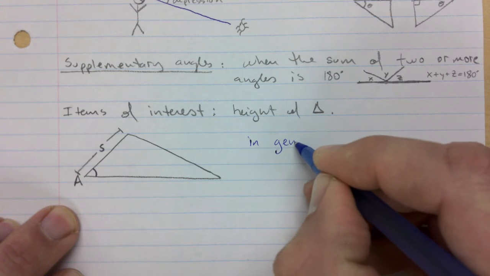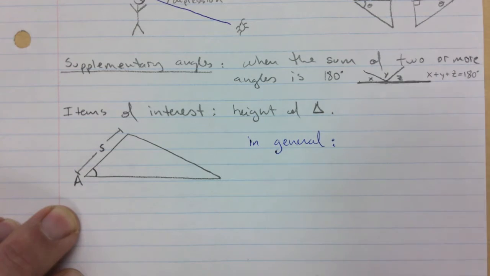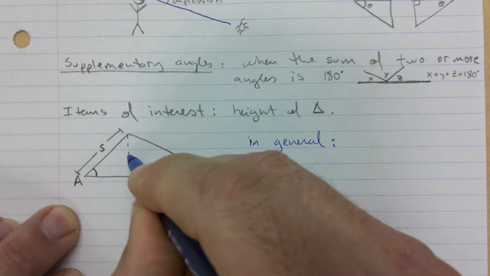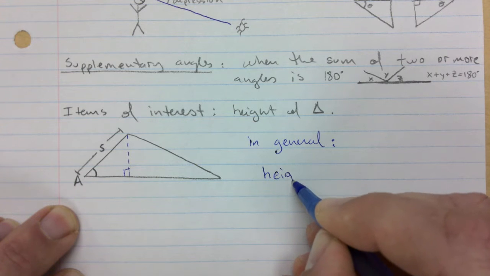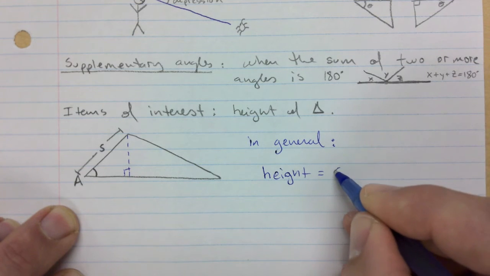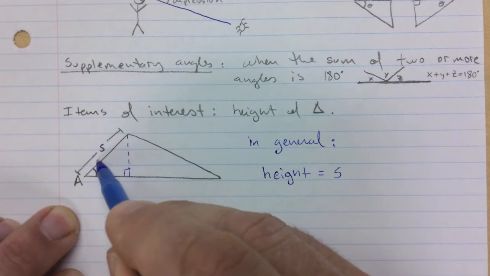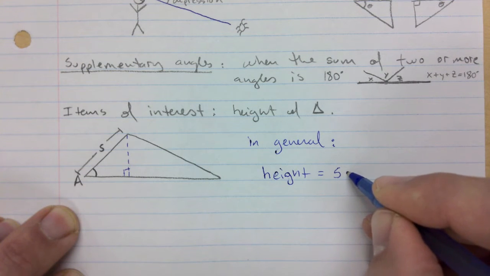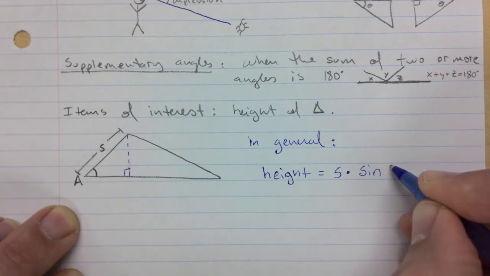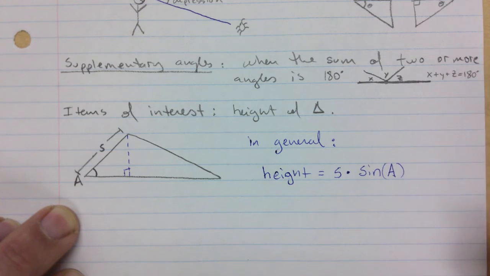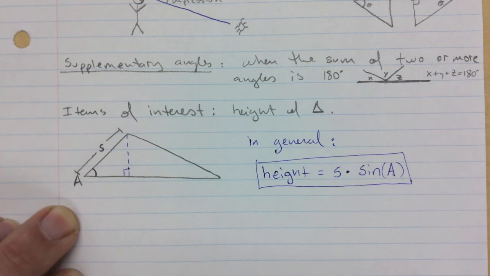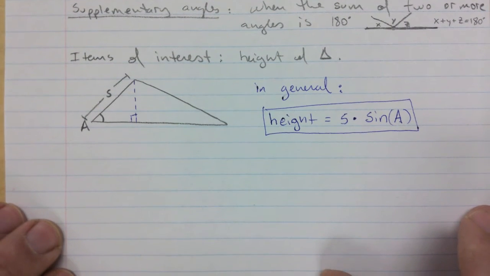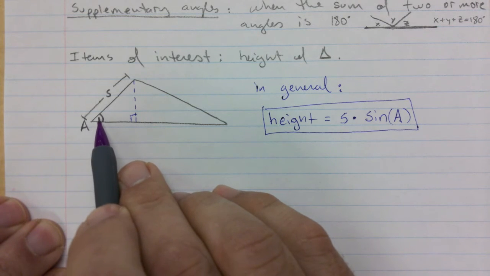In general, the height of this triangle, which is coming down here, will be S, side S, so this side right here, whatever that measures, times sine of angle A. Okay, that's a guarantee. It also works with an obtuse. So this would be an acute angle.